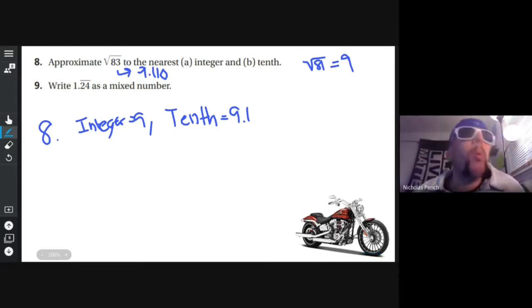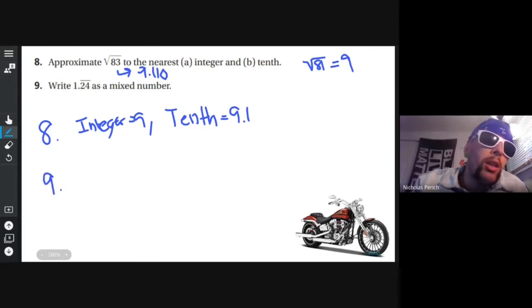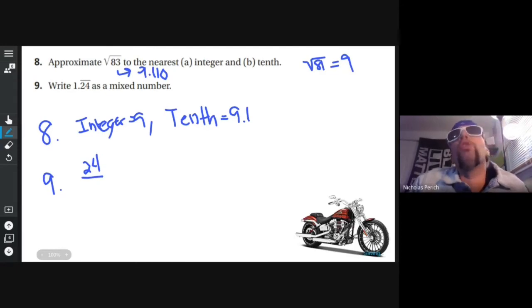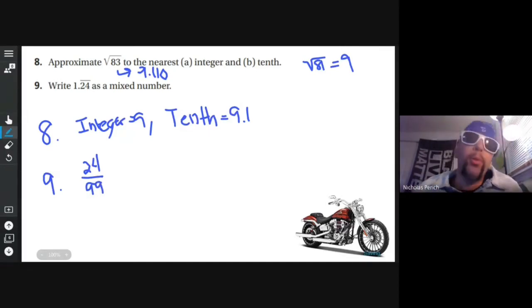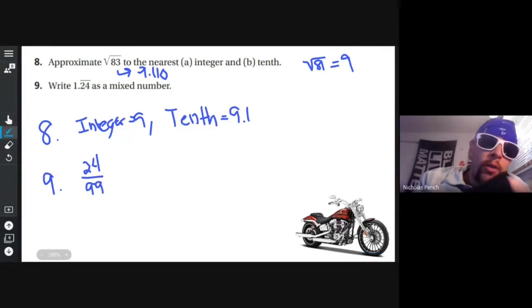I want to write 1.2̅4̅ as a mixed number, if I keep that 24 repeating. Remember, when you have a number that's repeating, you take that number and put it over as many nines as numbers repeating. So if it's 24, it goes over 99. If it was just 2, then it would be over 9. If it was 248, then I put it over 999. Then I have to put that 1 there in front of it.